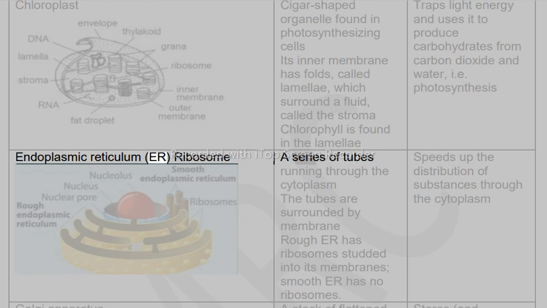Endoplasmic reticulum (ER), ribosome. A series of tubes running through the cytoplasm. The tubes are surrounded by membrane. Rough ER has ribosomes studded into its membranes. Smooth ER has no ribosomes. Speeds up the distribution of substances through the cytoplasm.